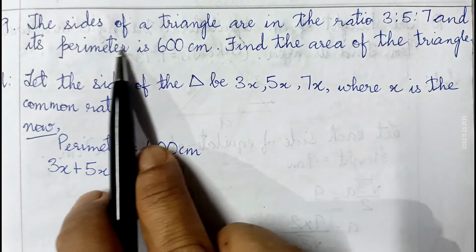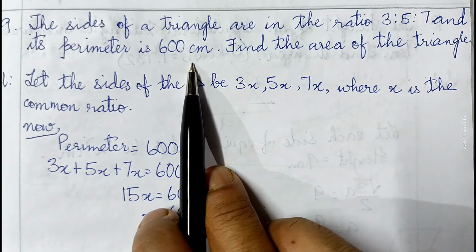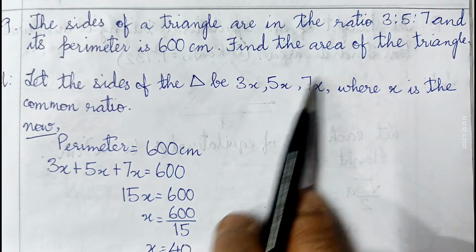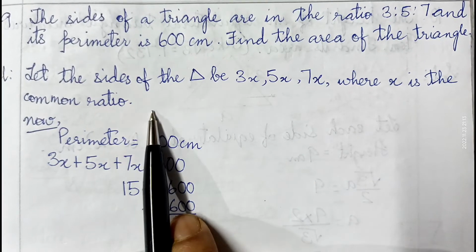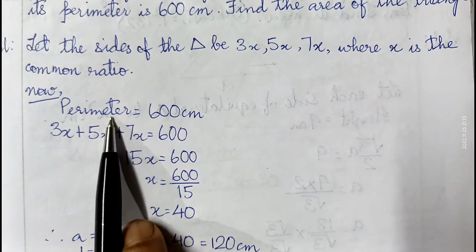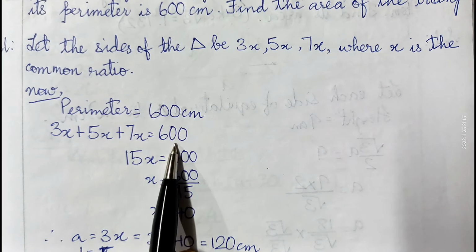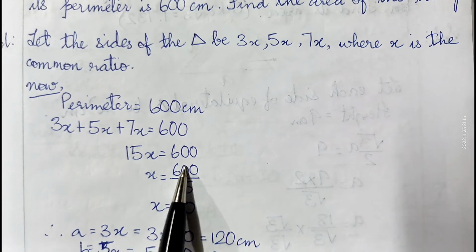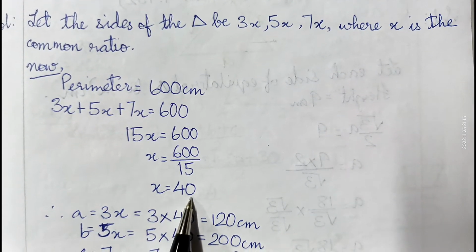Question number 9. The sides of a triangle are in the ratio 3:5:7 and its perimeter is 600 centimeter. Find the area of the triangle. Since it is given in the form of a ratio, we can let the sides be 3x, 5x and 7x, where x is the common ratio. As given in the question, the perimeter is 600 centimeter. So the perimeter will be the sum of three sides, 3x plus 5x plus 7x is 600 centimeter. After adding these 3, it will be 15x is 600. So x will be 600 by 15, which will give 40. Therefore x equal to 40.